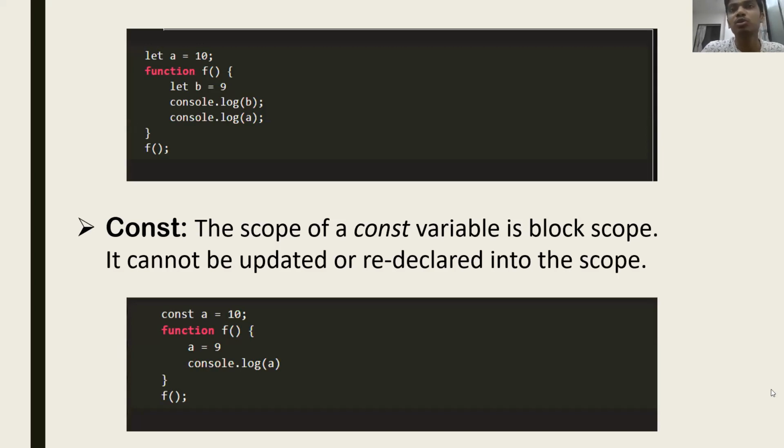Third one is const. The scope of a const variable is block scope, and it cannot be updated or redeclared into the scope. For example, the value of pi is constant throughout the program, so we can use const there. In this example below, we have used const a = 10, and we have written a function where a = 9. But as we cannot reassign or redeclare a const, it will throw an error in the console.